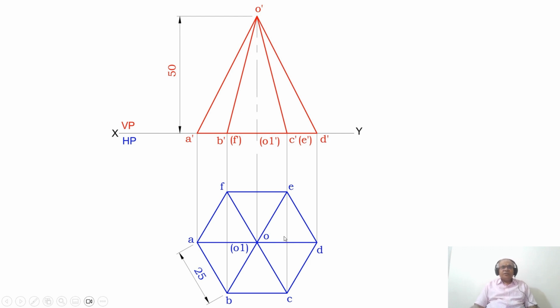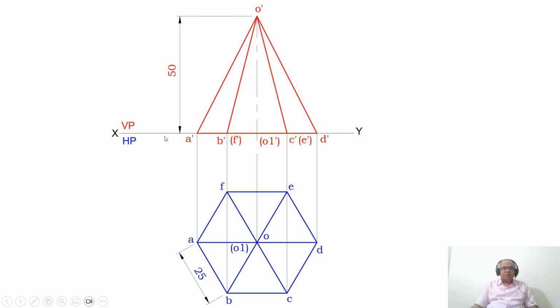Now, since the corner has to be on HP, you make the initial position of the hexagon horizontal, such that the corner will be at the extreme points. When you look from the top view, I can see the base of the pyramid, which is 25 mm, and when you look from the front view, I can see the height of the pyramid, which is 50 mm. So how do we solve this problem manually?